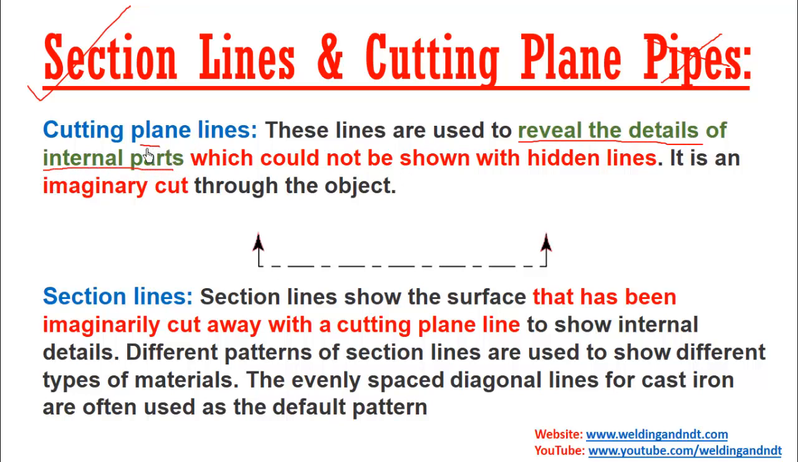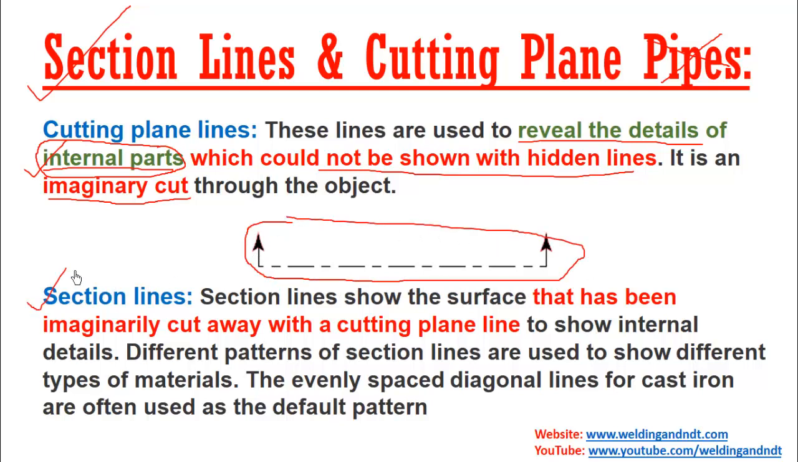So if you have to reveal some details of the internal part, you will have to show it through a cutting plane line. And why are these details revealed? Because it cannot be shown with the hidden lines. So from hidden lines the hidden edges can be shown, but if you want to reveal the internal parts, then for internal parts a cutting plane line has to be used. It is purely an imaginary cut, and this is the cutting plane line.